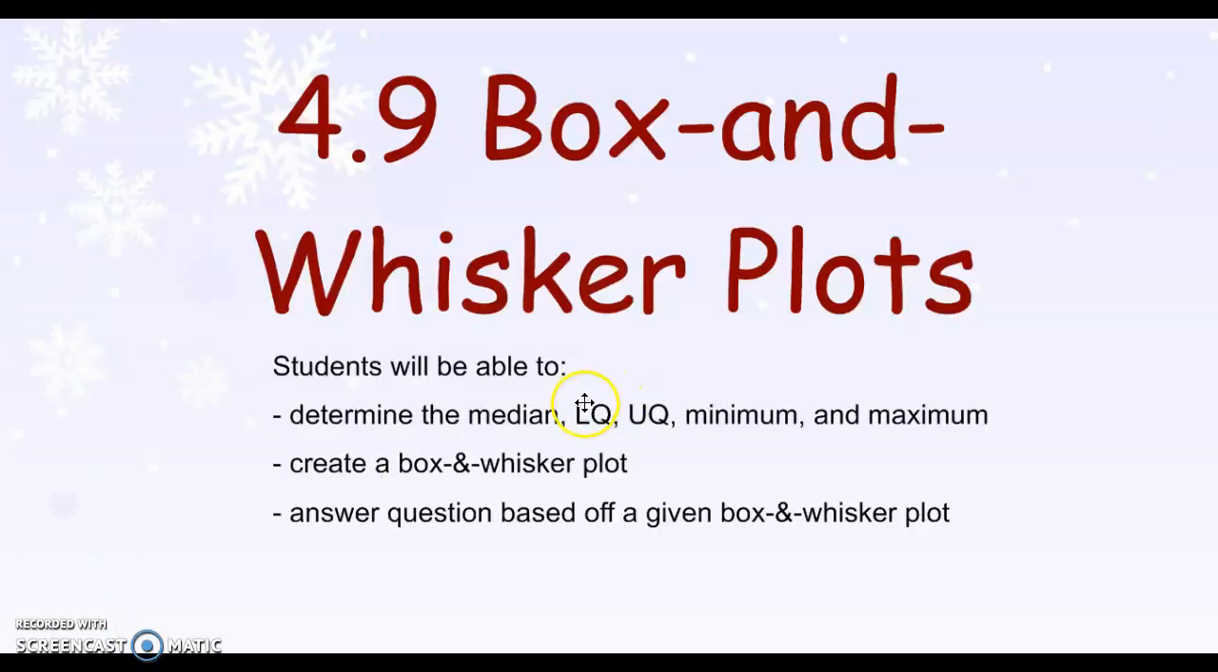Hi everyone. Today we're going to be talking about section 4.9, which is box and whisker plots. So you should be able to determine the median, the lower quartile, upper quartile, min and max, create the box and whisker plot, and answer questions based off given box and whisker plots.